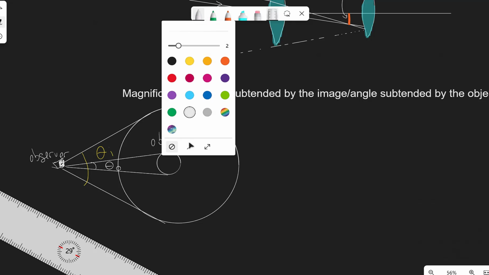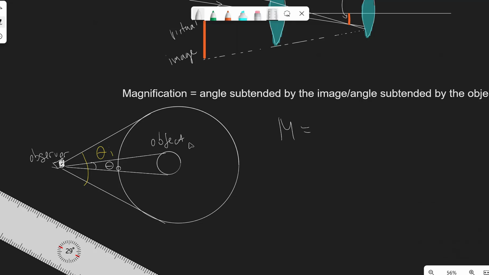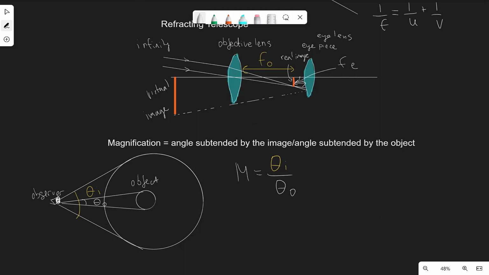Now the magnification, let's call it M, is simply defined as theta I divided by theta O, which is the angle subtended by the object. There is also another equation that we need to know for the magnification, and that is in terms of focal length. This is illustrated just here on the diagram above, but we can essentially express it as a ratio of the focal length of the objective lens, which is f o on this diagram, divided by the focal length of the eyepiece, which is just fe on this diagram here. And those are the two formulas for magnification that can come up on the exam.